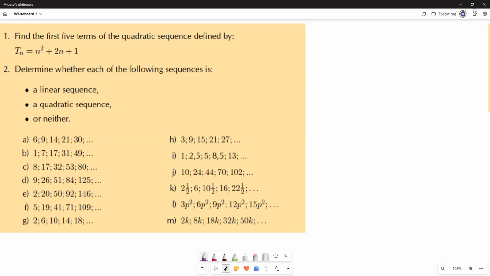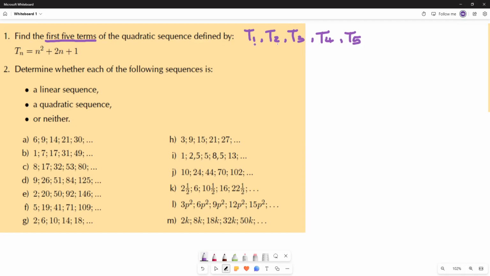In this video, we're going to be looking at the first 5 terms of the quadratic sequence defined by Tn equals n squared plus 2n plus 1. So they want us to find the first 5 terms, okay? The first 5 terms. So it means they need term 1, term 2, term 3, term 4, and term 5, right? Those are the first 5 terms.